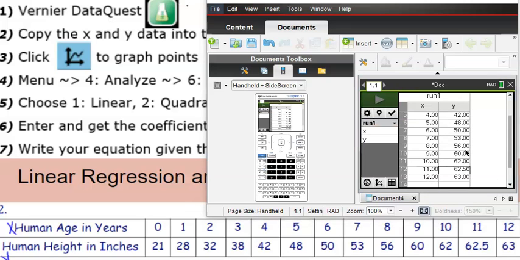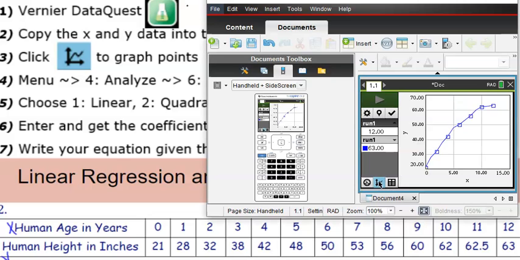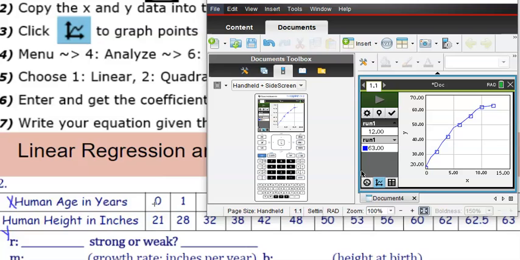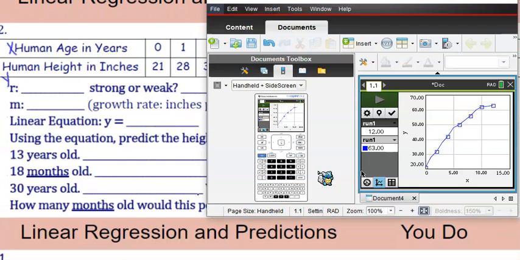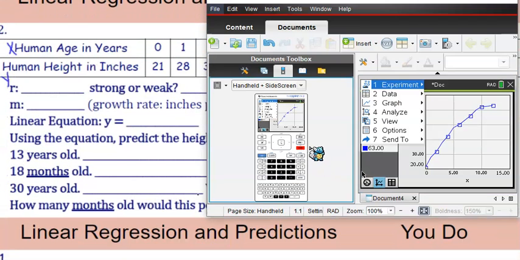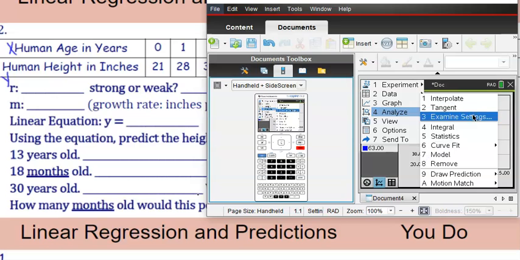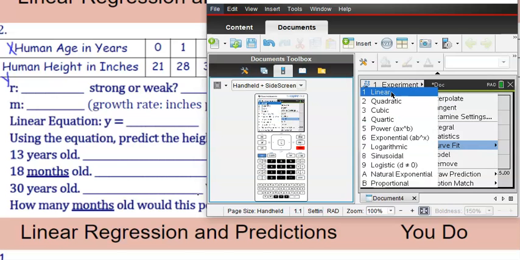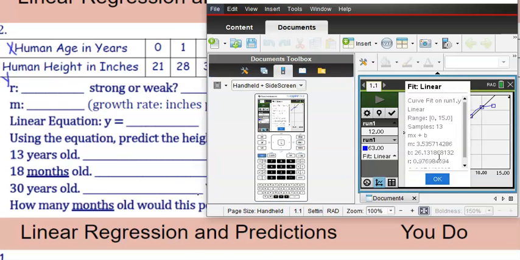Okay, so now we have our data here on the table. Click the graph button, and then press menu, 4 analyze, 6 curve fit, 1 linear. And then we get our numbers: our correlation coefficient, our slope, and our y-intercept. Let's go ahead and write those on our paper.